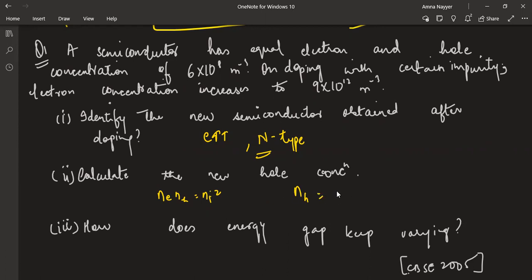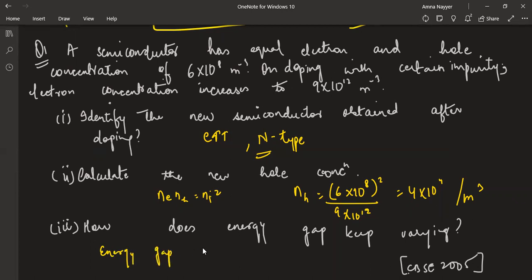So NH will be Ni square, that is 6 into 10 to the power 8 whole square, divided by Ne, that is 9 into 10 to the power 12. So this will be directly 4 into 10 to the power 4 per meter cube. And how does the energy gap vary? See, energy gap decreases with doping. The reason is that the impurities keep on getting added, so that disturbs the energy equilibrium. All right, note it down.